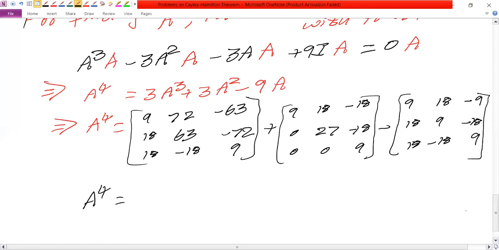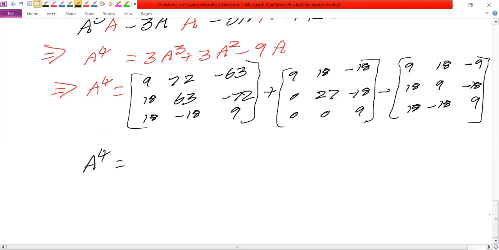Then this is A power 4. And one more point I'll discuss once you rejoin. So doing the simplification, 9 plus 9 minus 9. Which one is better, students? You use your calculator and find out A power 4. If you are unable to find A power 4 using your calculator, then what you are going to do is use A square into A square, the matrix A whole square into again A whole square.